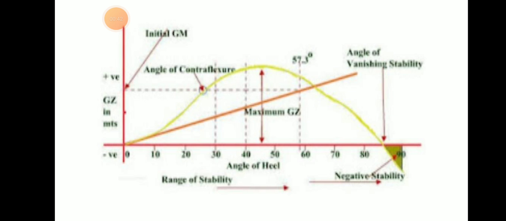In this graph we can see there will be the initial metacentric height GM, then after some period there will be the angle of contraflexure, then the maximum GZ, then at 57.3 degrees the angle of vanishing stability, then negative stability. This is the graph that represents it.